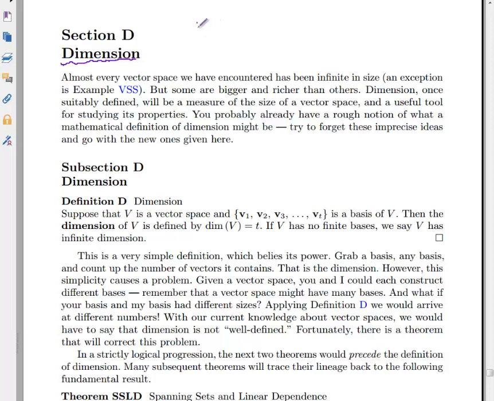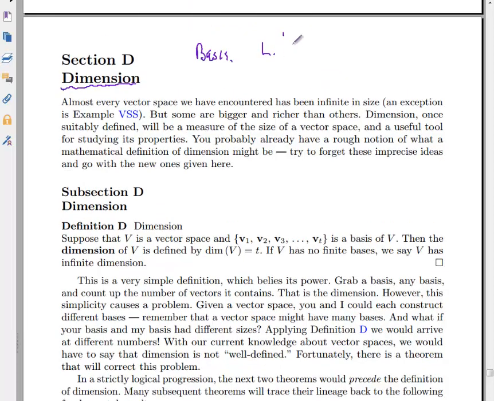Remember that a basis is a linearly independent spanning set. Okay, if you have a subspace and you have a linearly independent set that spans it, we call that a basis. Now, dimension also has to do with this same concept of linearly independent spanning sets. So dimension is equal to the number of vectors in the basis.